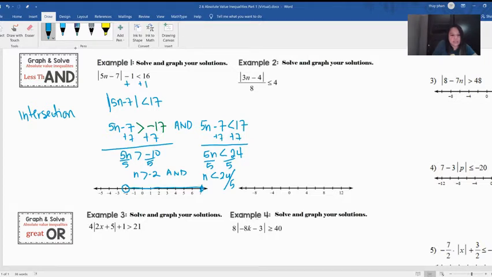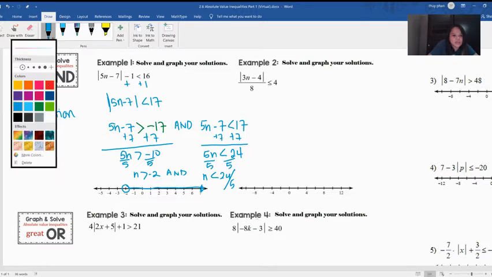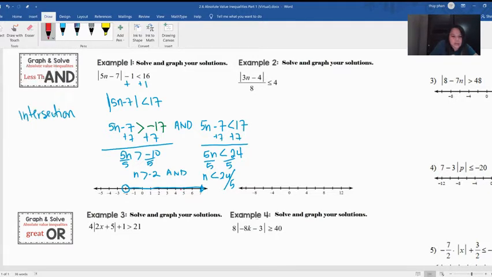And n is less than 24/5, so 24/5 is about 4.8. So I'm going to do another color so that we can visually see this. So 4.8 is about here, and it's an open circle, and it's saying it's less than. So where it intersects is where the solution is at. So your solution is in between -2 and 5.